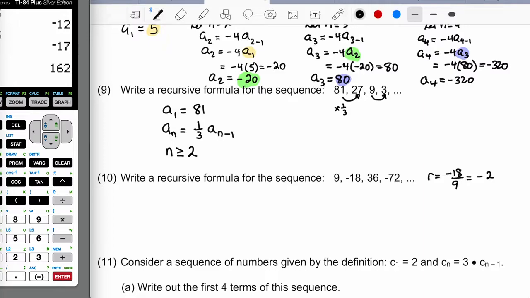We know the initial value, so a sub 1 is 9. A sub n, well, I'm going to take the previous term, the term prior to the nth term, and multiply it by negative 2. So negative 2 times a sub n minus 1, where n has to be greater than or equal to 2.